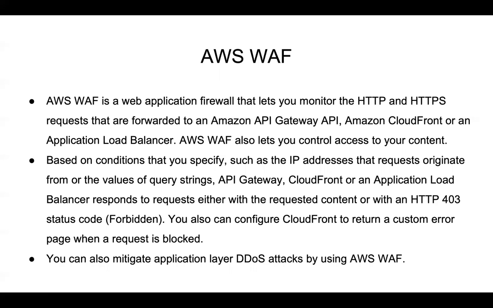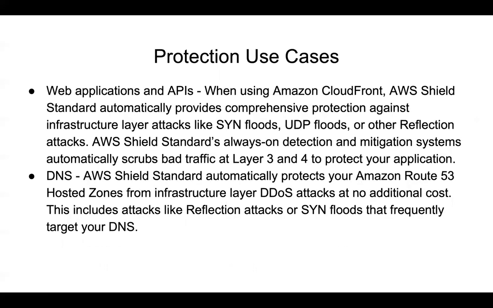I believe there is also support for bad bot scraping, and for any kind of HTTP flood attacks that could happen. So you can configure different rule sets in WAF, and I'll be showing it to you on the console, as to what are all the different rules that you can possibly configure. You can also mitigate application layer DDoS attacks by using AWS WAF in conjunction with CloudFront and Route 53. So some of the protection use cases are for web applications and APIs.